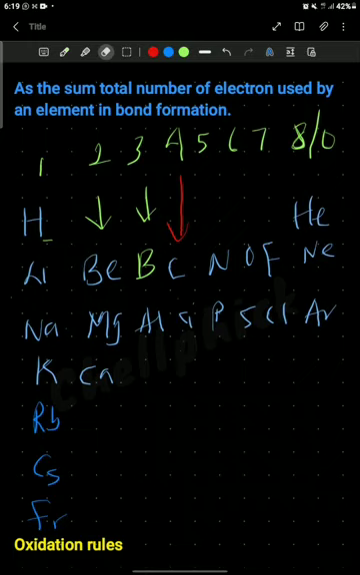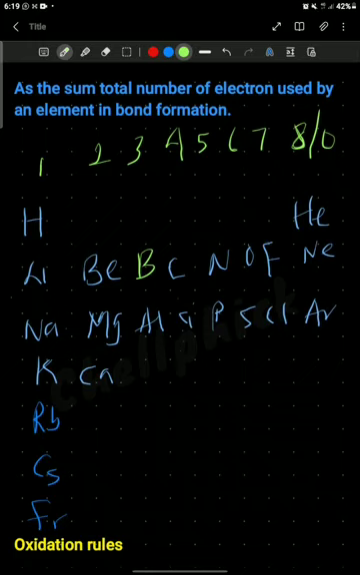Now, please, I need your attention. I want to explain some things here. Thank God I've explained the metals, so now it remains the non-metals. I've explained the metals: all group 1 will be +1, all group 2 will be +2, all group 3 will be +3. I need your attention for hydrogen before I move forward to the non-metals.